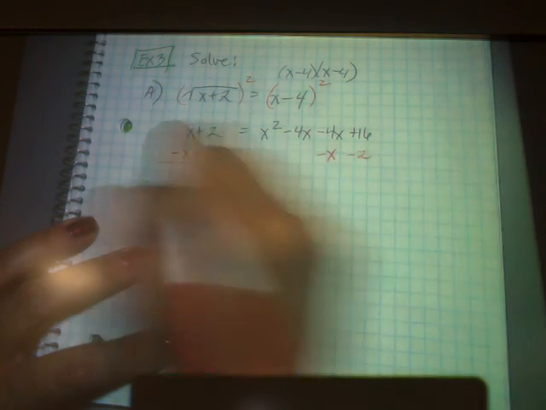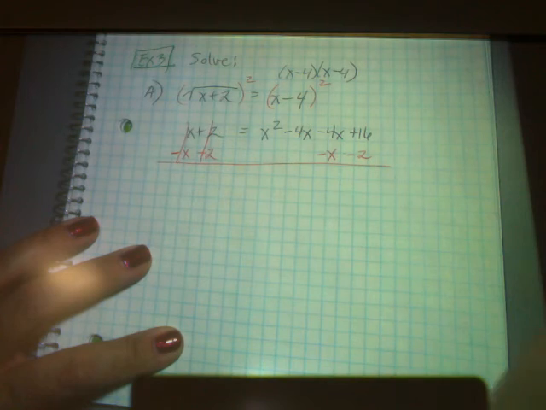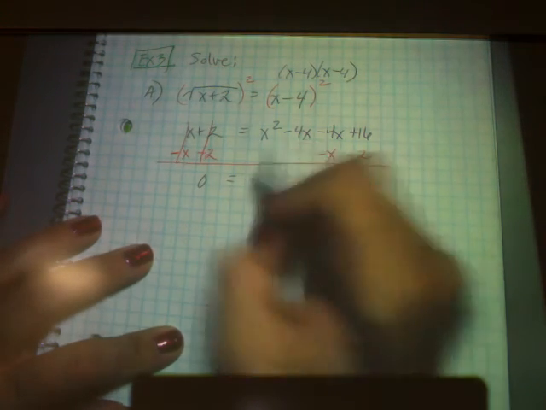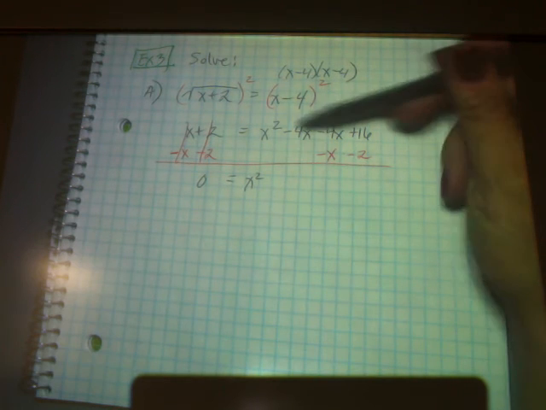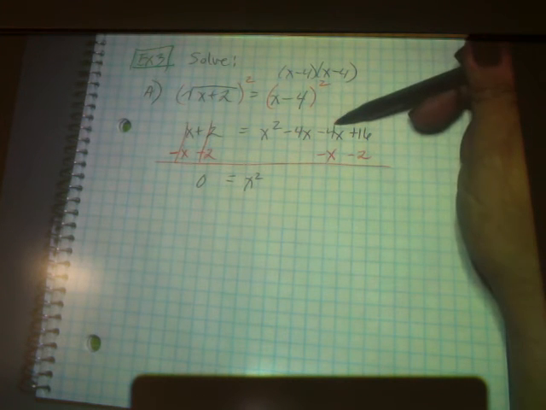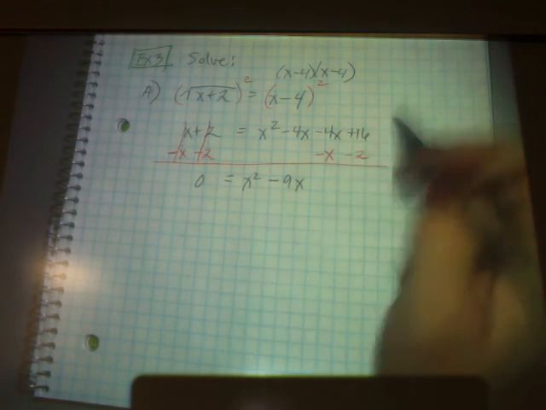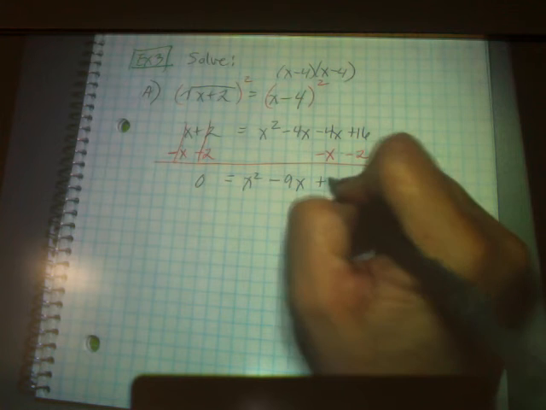So line it up with your like terms. And then write it in descending order. So my highest degree term is x squared. Then I have a negative 4x and a negative 4x, which is negative 8x. Plus that negative x makes it negative 9x. 16 and negative 2 is a positive 14.